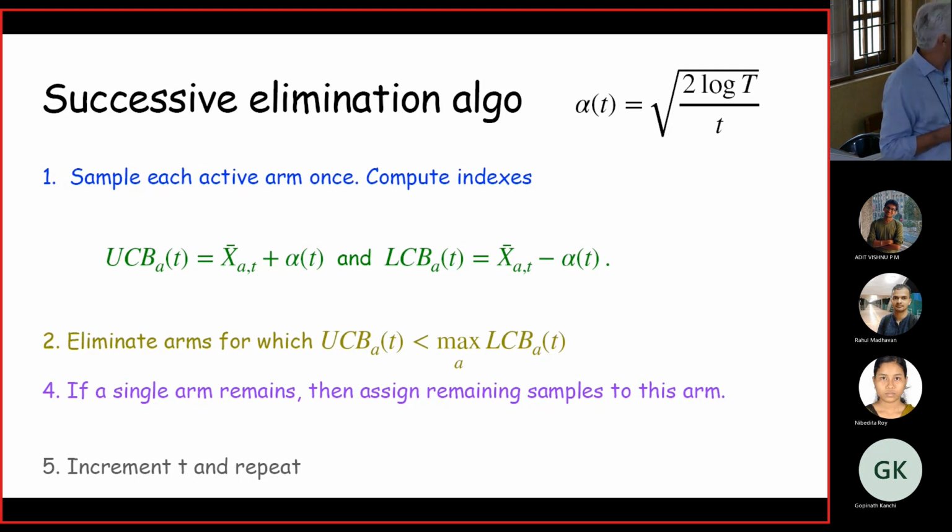And now the algorithm is straightforward. I'll generate an equal number of samples for all the arms. And whenever I've lost hope in an arm, that is, the UCB of a is less than max over a of LCB of a, so the upper bound for some arm is less than the lower bound for some other arm, I throw that arm away. That's the algorithm. And then if a single arm remains, assign the remaining samples to this arm. So that's the successive elimination algorithm.